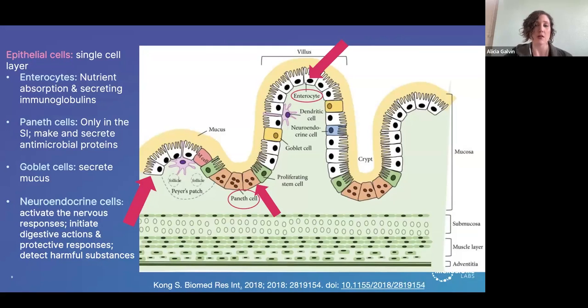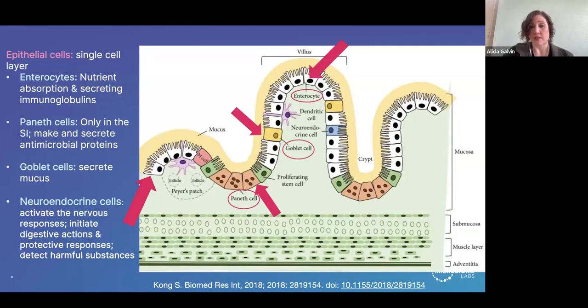So in our epithelial layer we have our own inherent cells that are responsible for secreting antimicrobial proteins. If these are functioning properly, this is part of that process of helping to protect us from any foreign invader or any dysbiotic pathogen that might be coming in. So these are in the small intestine.